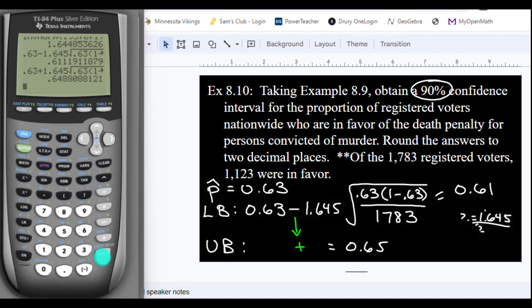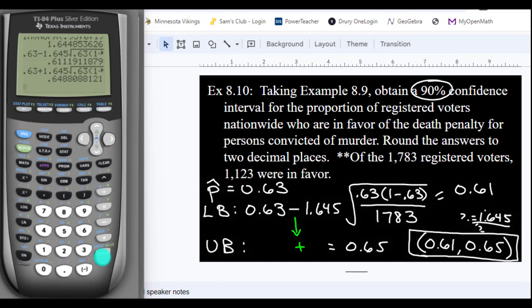So a lot of times when we write this, we'll write it as a confidence interval with these boundaries like this, an open interval from 0.61 to 0.65, and that gives us our 90% confidence interval for this example. So that's doing it by hand.